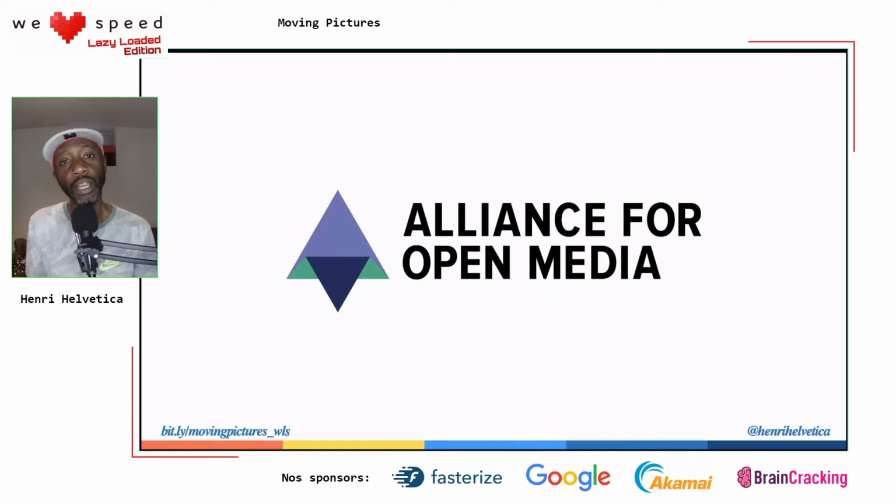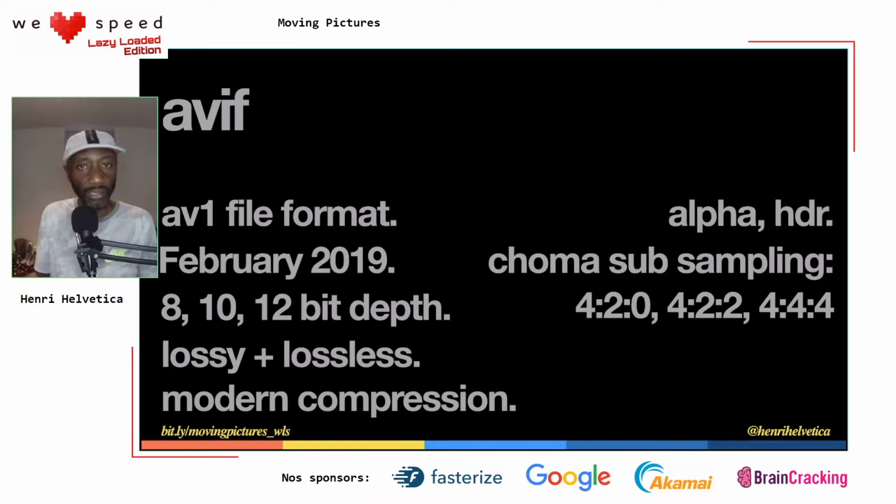Now, what is it about AVIF that got all these people buzzing, all this attention? Well, let's talk about the details. Once again, AVIF 1.0 anyways, was standardized in February of 2019. So this was very recent. But the AV1 file format, which is what that is, would provide 8, 10, and 12-bit depth, which is great because that gave us as much as 68.7 billion colors. So that's going to be plenty for us.